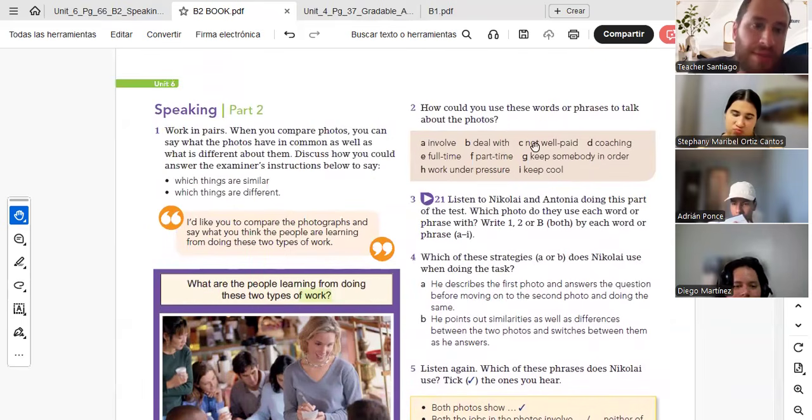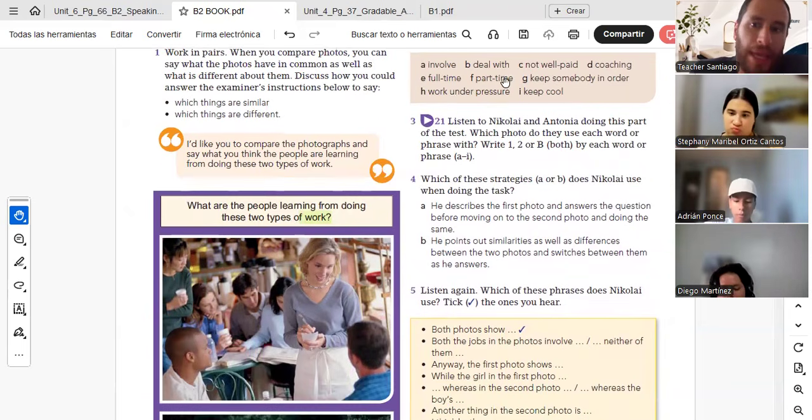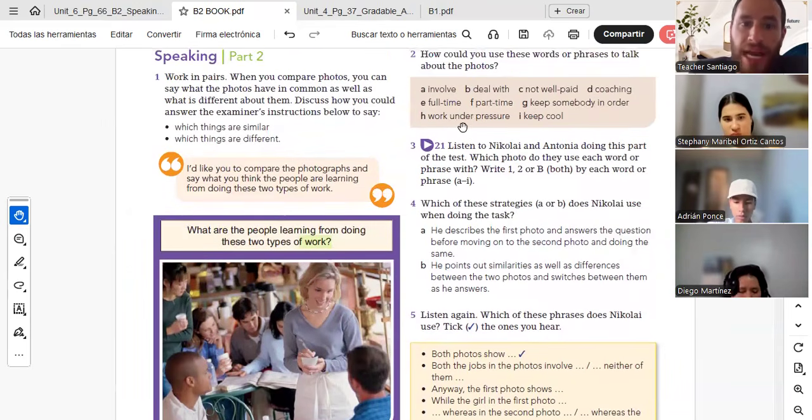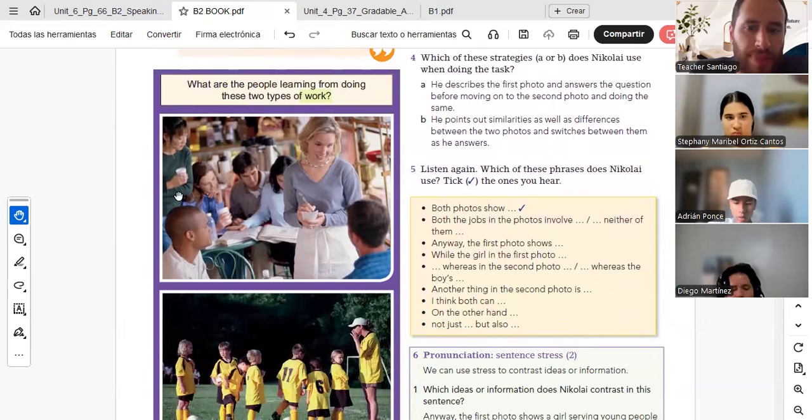Okay, so we can think about earn money. Coaching, full-time or part-time job, okay. Keep somebody in order. Well, no, okay. Work under pressure. Who is working under pressure? What do you think? Both? Just the waitress? Just the coach? Who's working under pressure, guys?